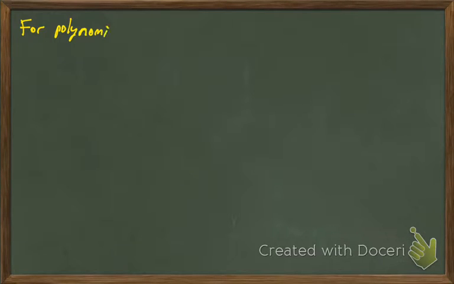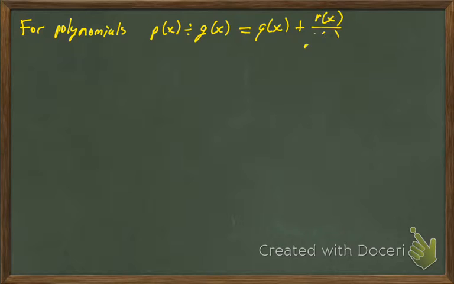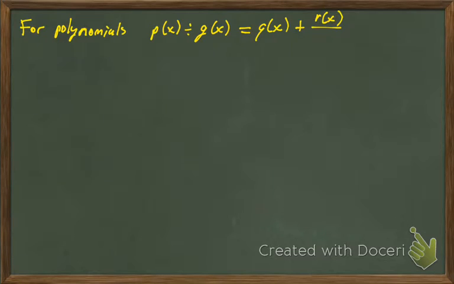We can take a polynomial p of x and divide it by a non-zero polynomial g of x, and that's going to give us a quotient polynomial plus our remainder polynomial over our divisor polynomial, where the degree of the remainder is less than the degree of the divisor. So let's see if I can put that up there. The polynomial p of x divided by a non-zero polynomial g of x is equal to a quotient polynomial q of x plus a remainder polynomial over the divisor polynomial, where the remainder degree is less than the degree of the denominator.